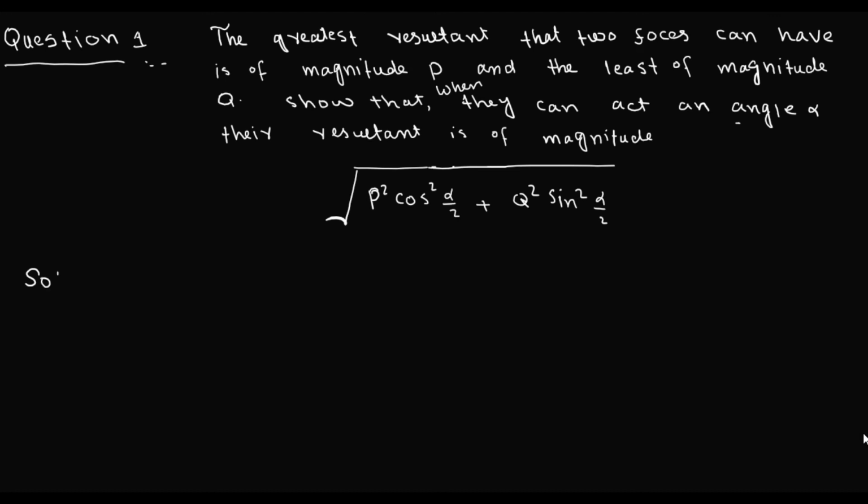Okay, so let me start. Remember that here the greatest resultant is P and the least resultant is Q of two forces. If we take those two forces, F1 and F2, then their greatest resultant will be F1 plus F2, and their least resultant will be F1 minus F2. Let me write the least and greatest resultant over here first.